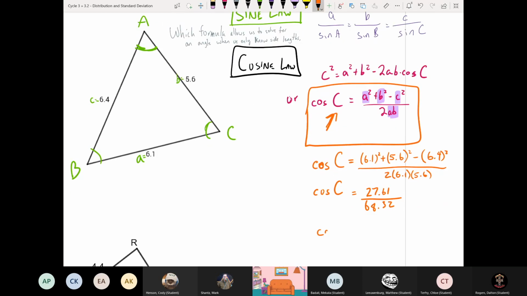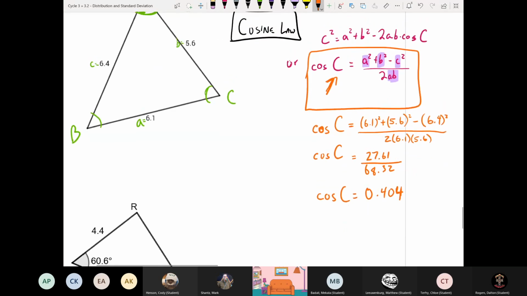Right, so cos C is equal to 27.61 divided by 68.32. And I get a number like this. I'm rounding this just to 3 decimal places. So that is what cos C is equal to.